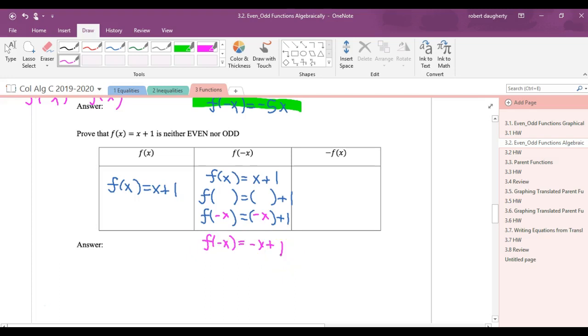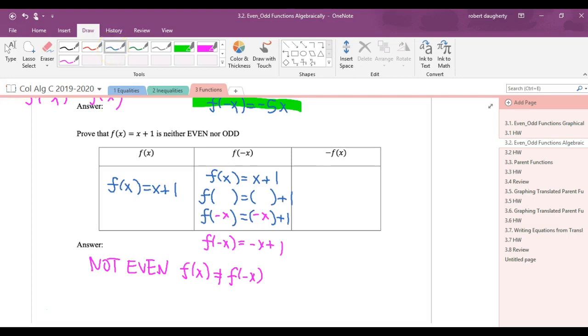Do these two things match? Yes or no? No, this is not an even function. Okay, so I know at this point immediately that it is not even. Why is it not even? Right here, f of x does not equal f of negative x. So I now know it's not even. That doesn't mean it's odd. Now let's go figure out if it's odd or not.